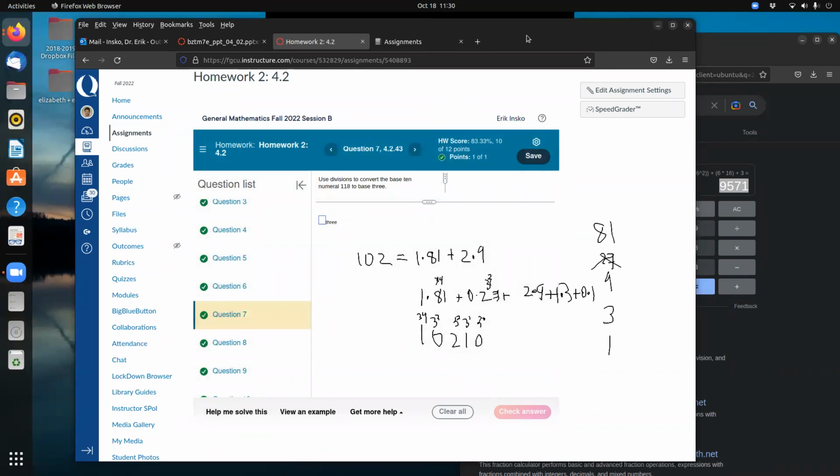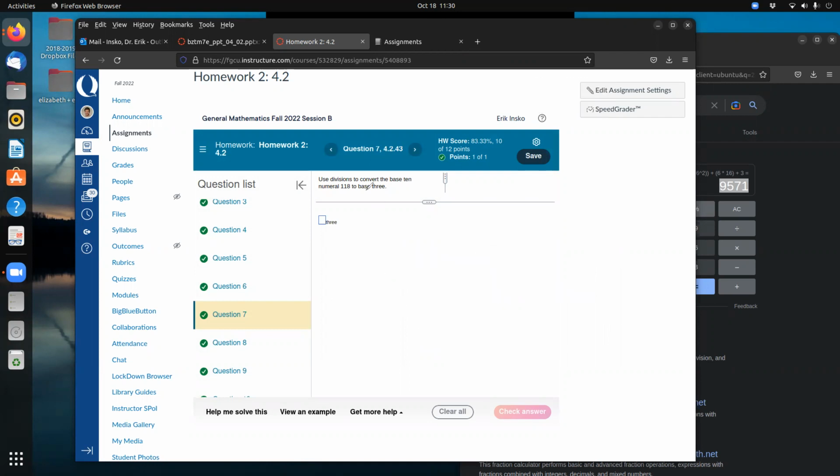Okay, clear annotations. Okay, 118 base 3. So same game I had. I knew that 81 was 3 to the 4th. That'll be the largest power that divides 118. And then 27 is 3 cubed, 9 is 3 squared, 3 is 3 to the 1st, and 1 is 3 to the 0.